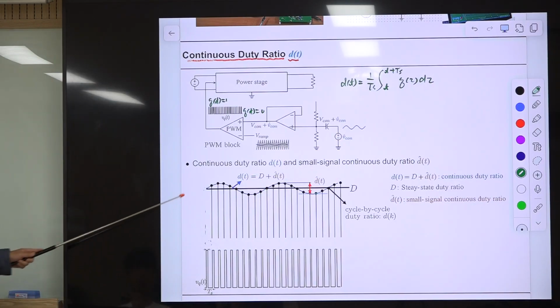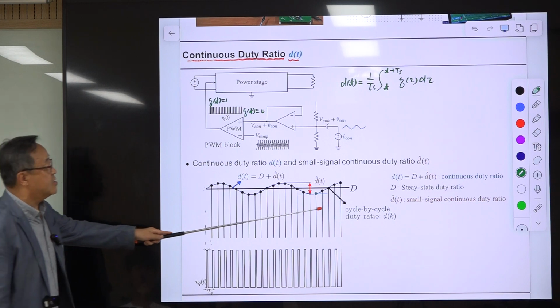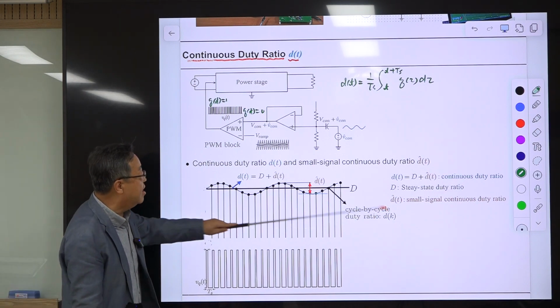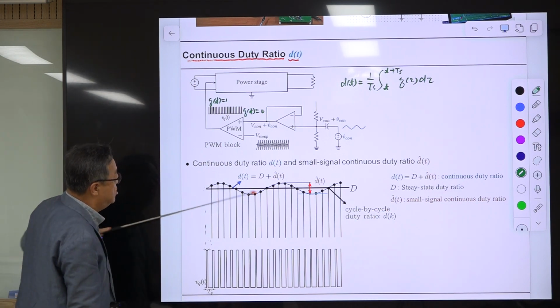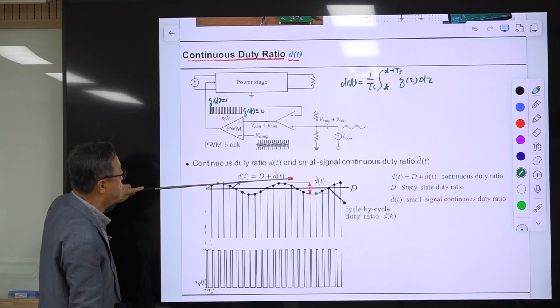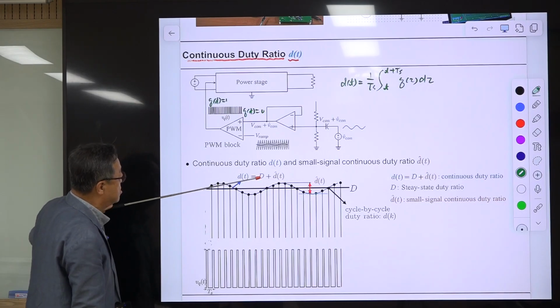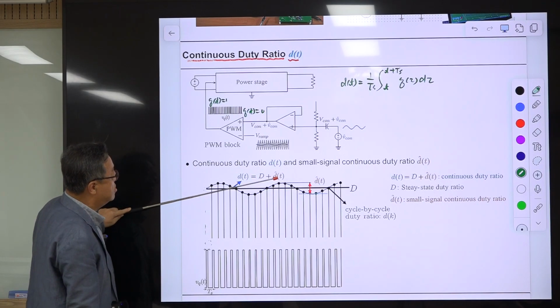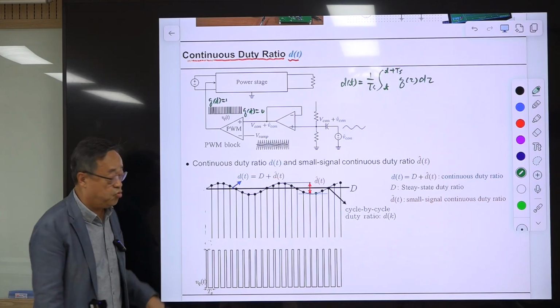This is called the cycle by cycle duty ratio d[k], and this is the continuous duty ratio d(t), which is this DC plus this AC. This is the steady state duty ratio, and this is the small signal continuous duty ratio.